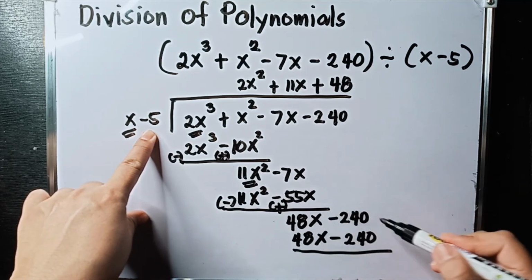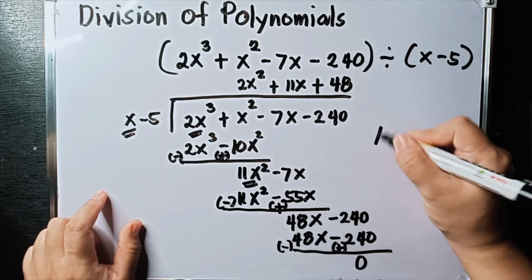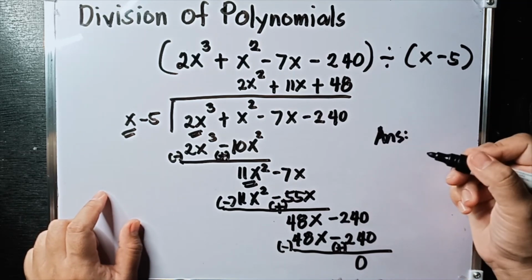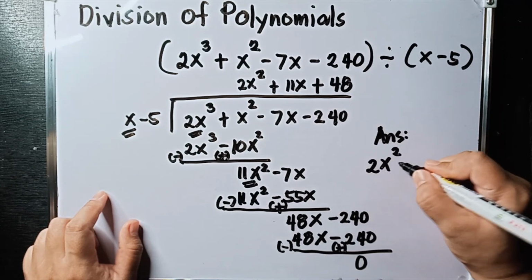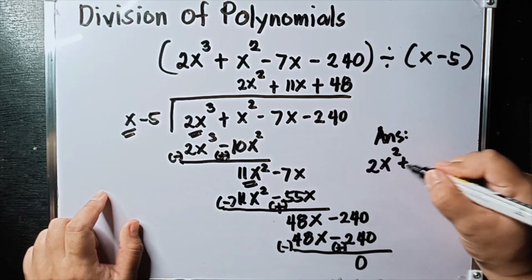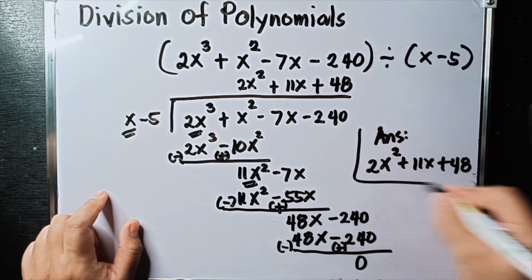Okay, 48x minus 240, so this one will become negative and positive. So the remainder is 0. So therefore, we don't have a remainder. So our quotient is 2x squared plus 11x plus 48. So this is now our answer.